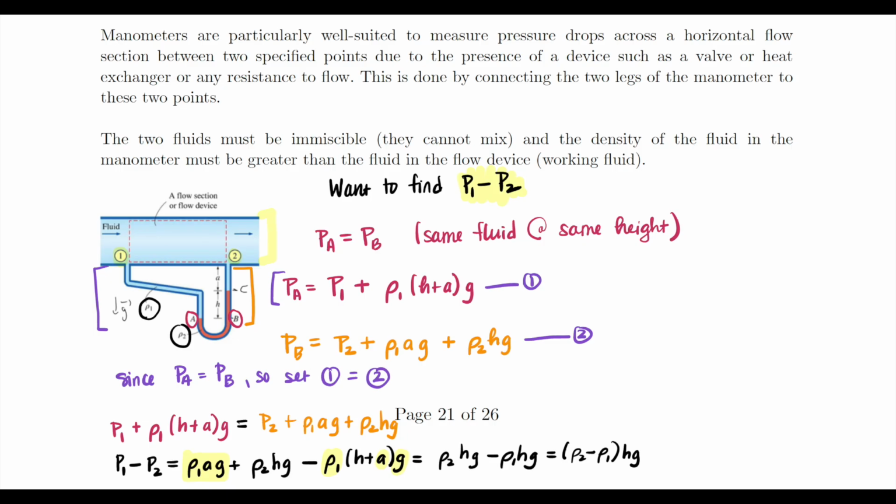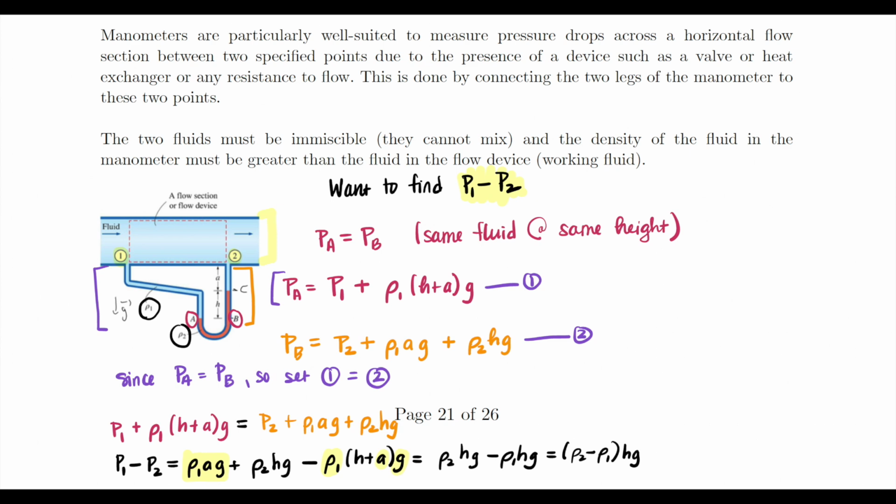So we're going to use A and B. So we have that PA is equal to PB because we have same fluid at the same height. Right? Okay, and then what we can do is we can connect the pressure at 1 to PA and then the pressure at 2 to PB. All right, so we're going to work on both sides of this equation at once, essentially.